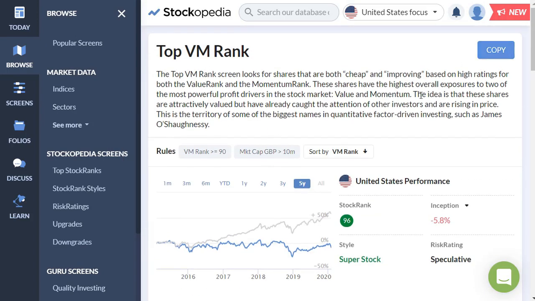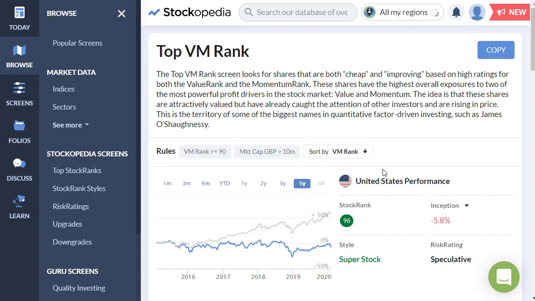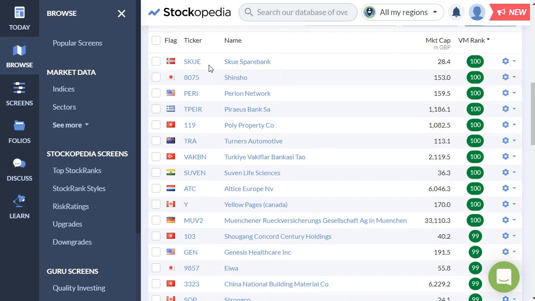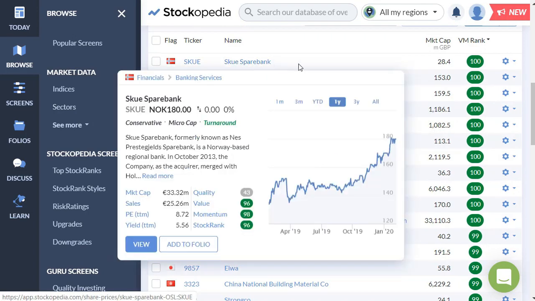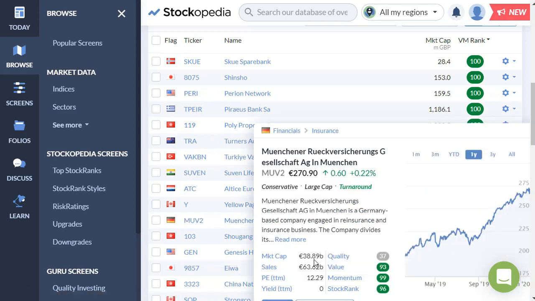We could also have a look at, right now I'm just saying all my regions here. Let's have a look at it. All right, so here we get some Norwegian, Skue Sparebank. It's a small financial institution. We have Perion, we have something from Greece and from Germany.